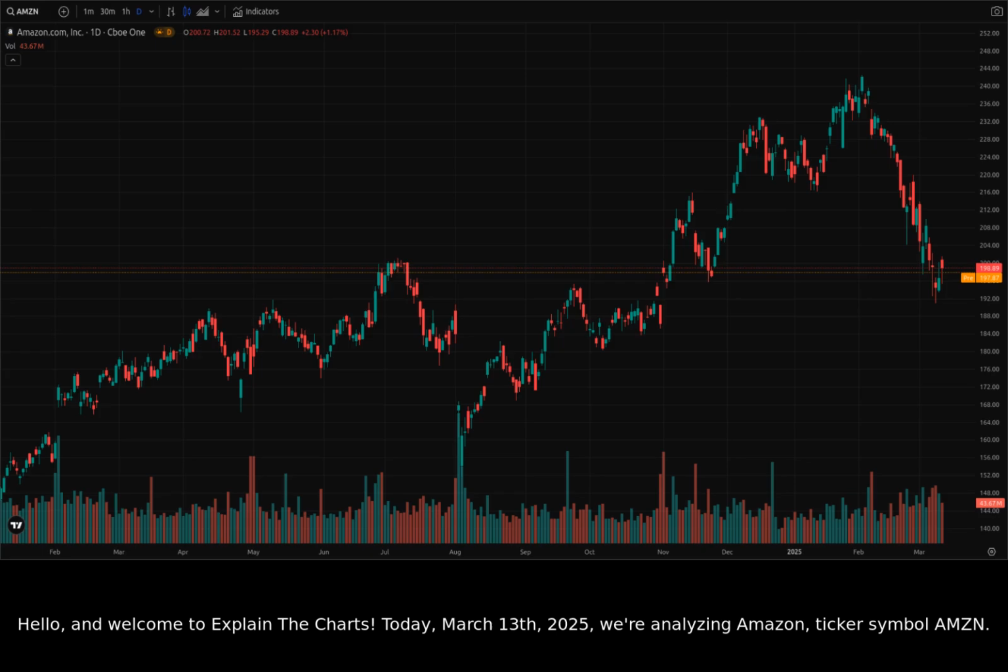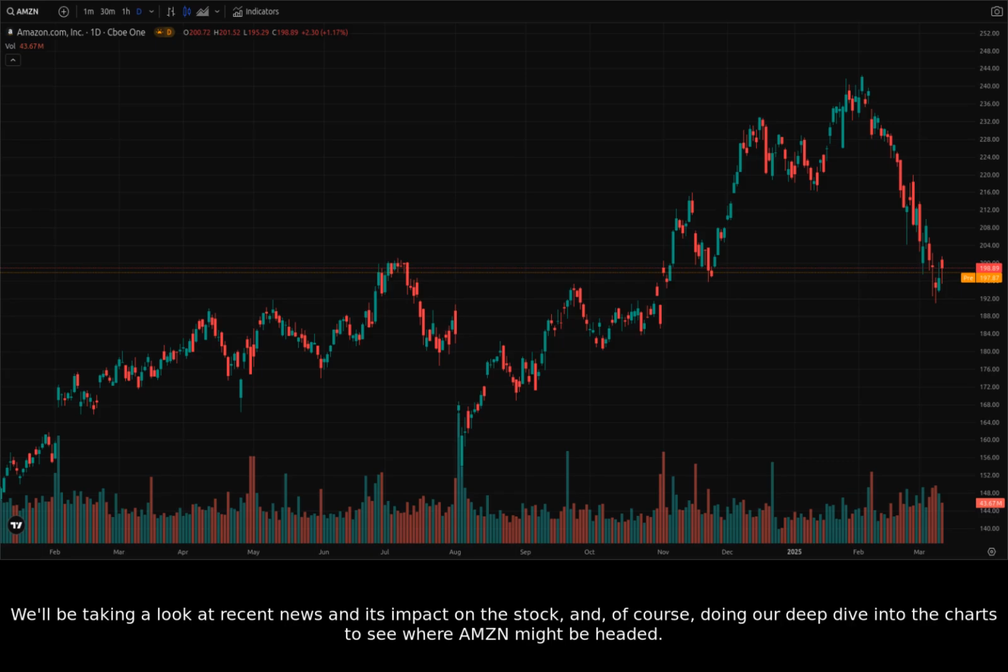Today, March 13th, 2025, we're analyzing Amazon, ticker symbol AMZN. We'll be taking a look at recent news and its impact on the stock and, of course, doing our deep dive into the charts to see where Amazon might be headed.